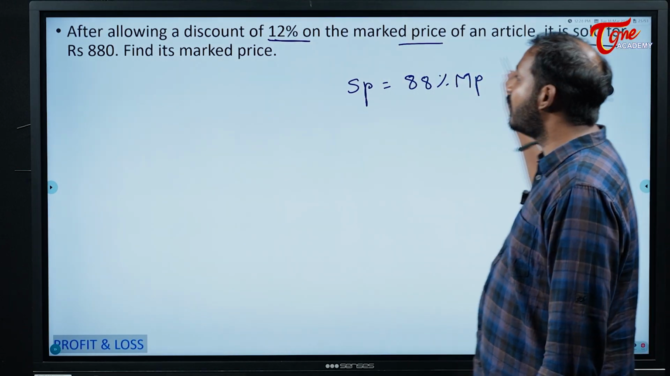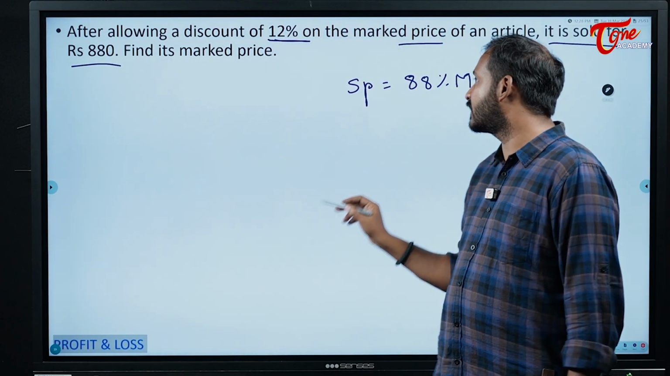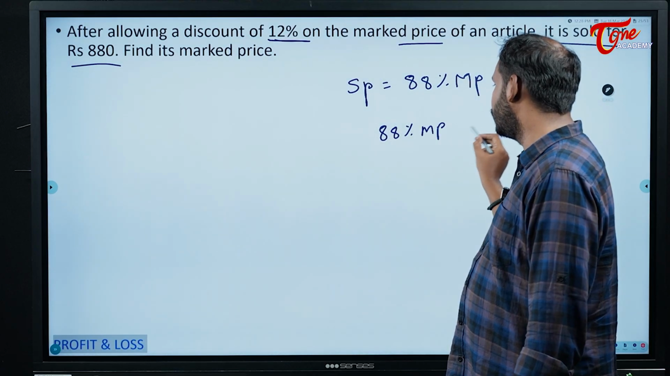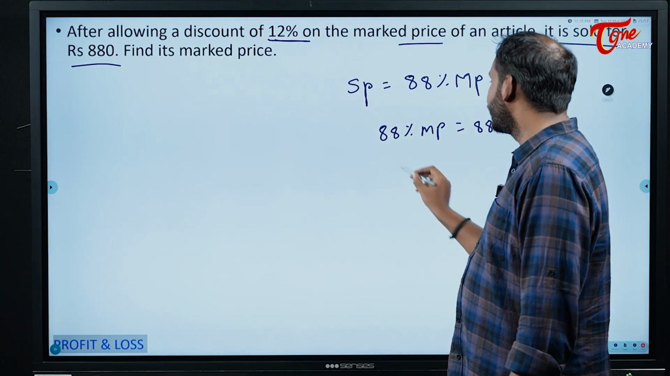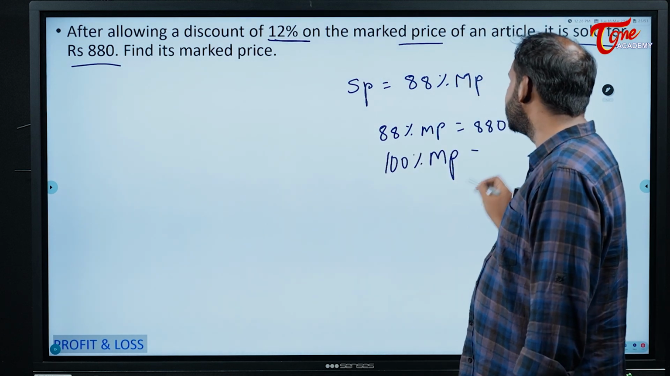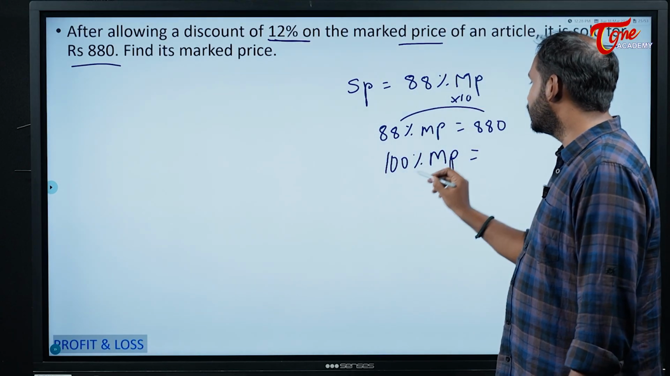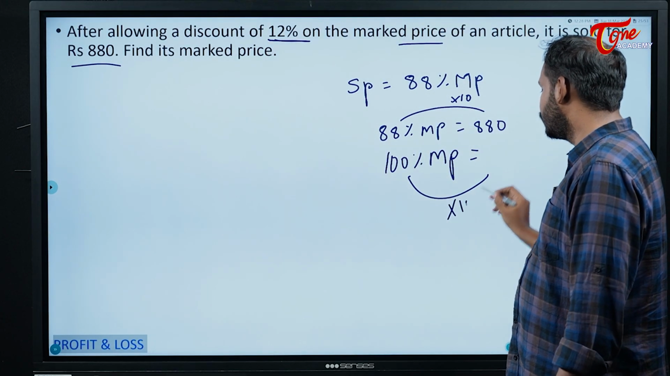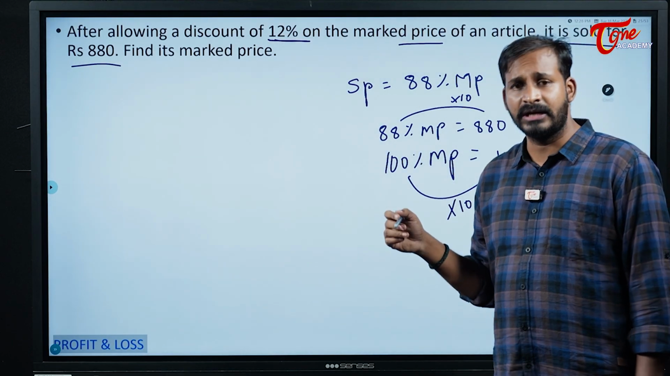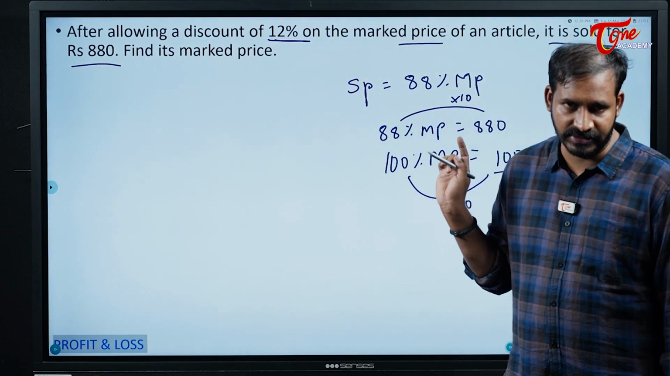And it is sold for what? 880. That means selling price is 880, right? And they are asking us market price. So, that means 88% of market price is equal to 880. What is 100% of market price? Market price or 100% of market price, both are same. So, here into 10, the same into 10 for us here. So, that means the market price of the product is 1000 rupees and he bought it for 880 rupees.